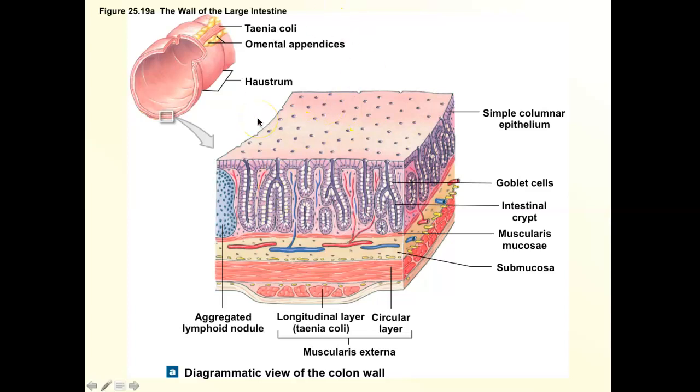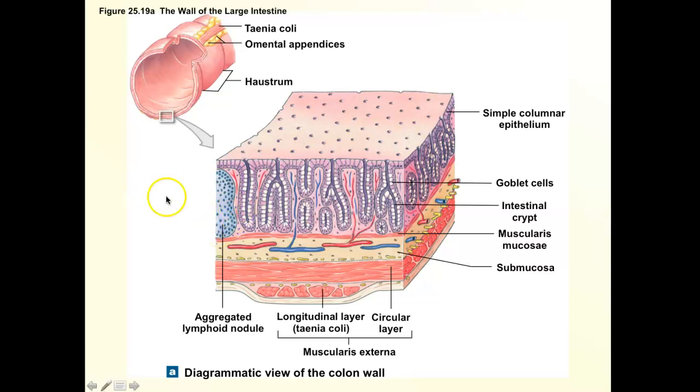Let's see. So many goblet cells in crypts. So the word intestinal crypt here is just the groove that you find in the mucosa. They're not pits, like the gastric pit, but they're called crypts. But it's the same. They're not specialized in any way. It's just the mucosa coming inward and forming these kind of crevices or crypts. You are going to have a lot of lymphoid nodules or MALT in this area.